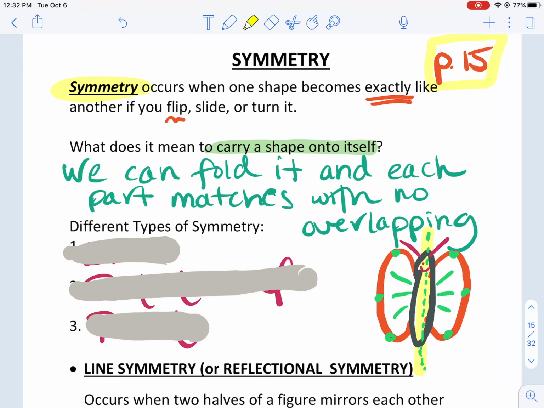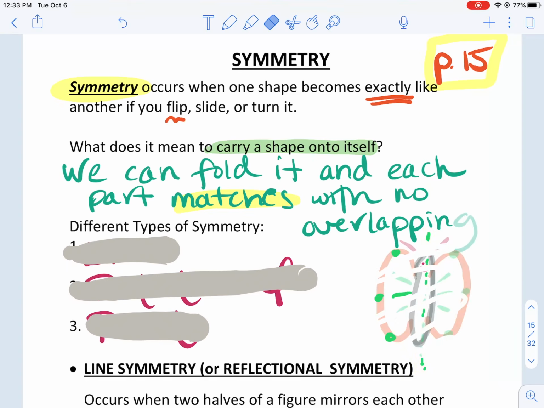So the definition we want you guys to put in your notes is: we can fold it, and each part matches with no overlapping. So this is like a pretty picture. Again, with my drawing skills, you can tell I haven't graduated from kindergarten yet. If you look at this drawing, you can see you could fold it over and each part of the wing would match.